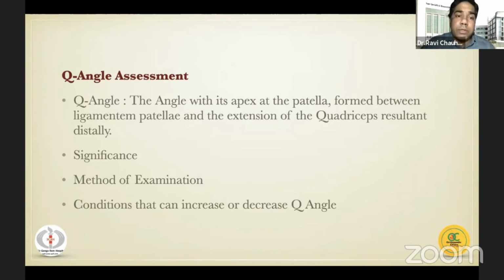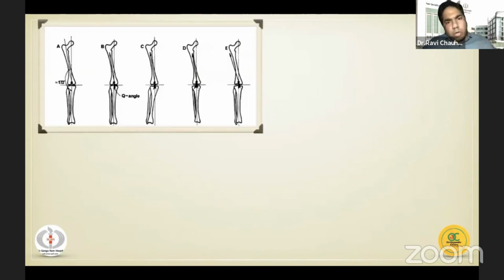So moving to the method of examination. There is a lot of confusion about how we measure the Q angle, whether in extended position, standing position, sitting position, or flexion of the knee. This is the picture that was originally given by Brattström in his original paper. He measured the Q angle in the extended, or you can say standing, position. Here is the ASIS, here is the center of the patella, and one point is the tibial tuberosity.